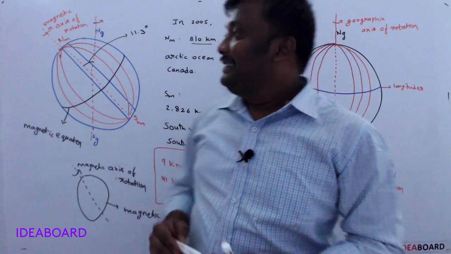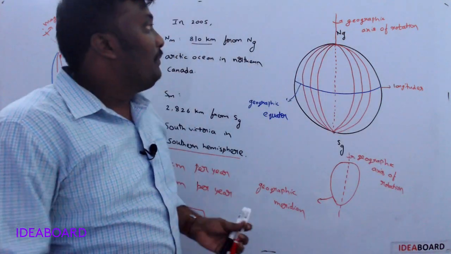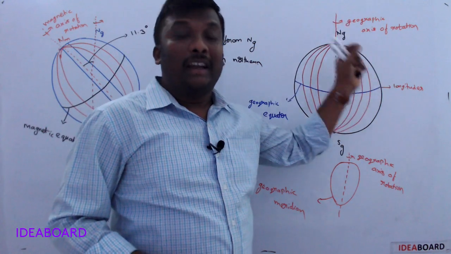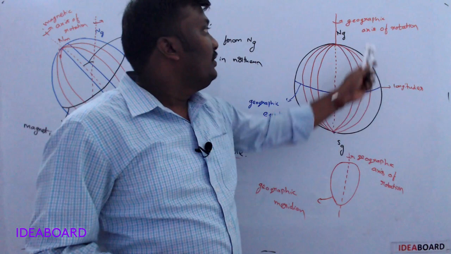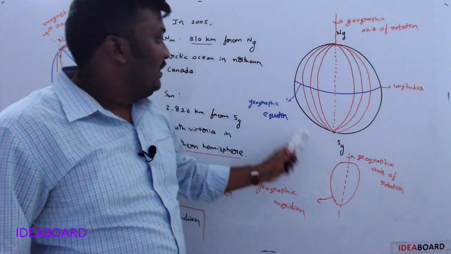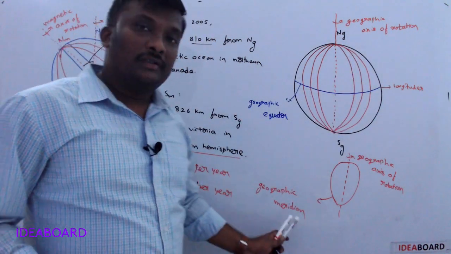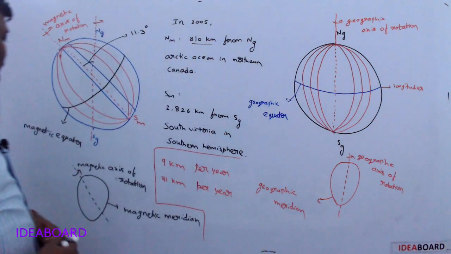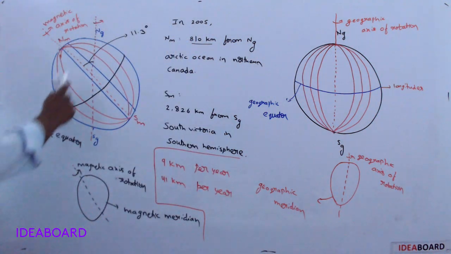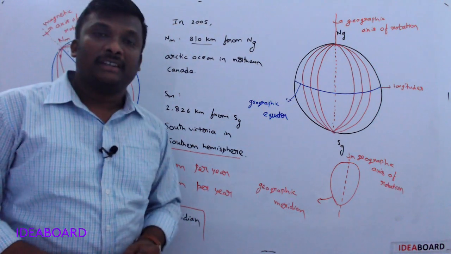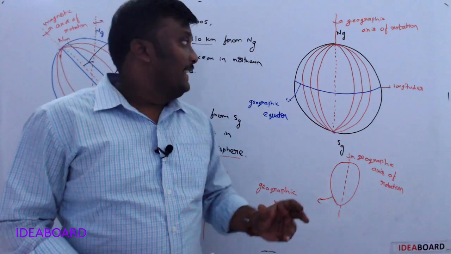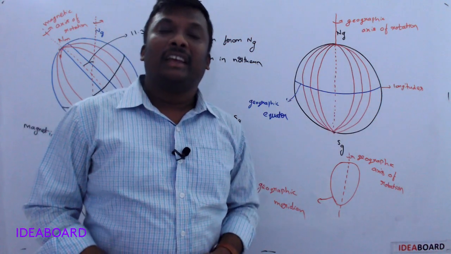Okay. So this is about some important wording on definitions which are used in earth magnetism: geographical axis of rotation, geographical equator, geographic meridian, magnetic equator, magnetic axis of rotation, and magnetic meridian. Okay, let us see all these definitions in wording.